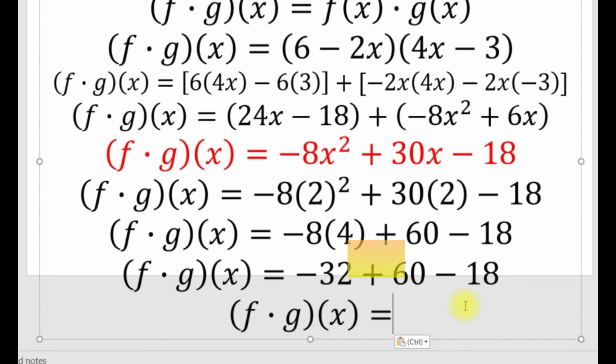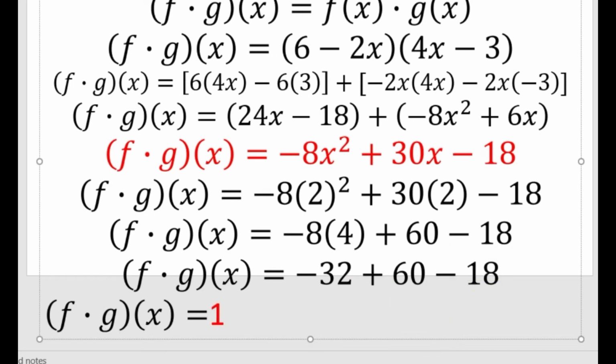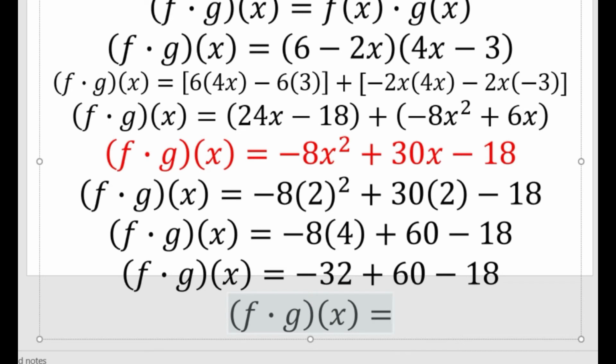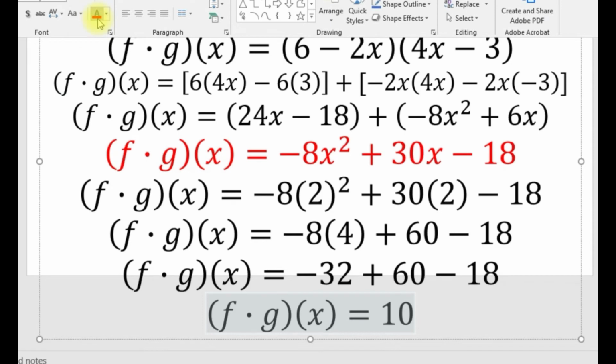Negative 32 and negative 18, that is equal to negative 50 added to 60. Our final answer would be equal to 10. Therefore, our answer is f of g of x is equal to positive 10 or 10.